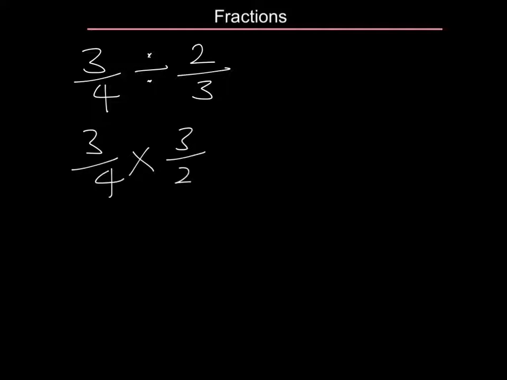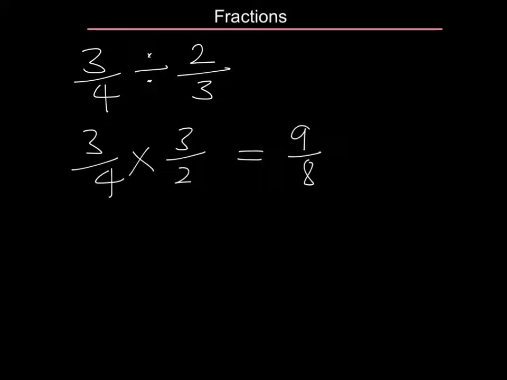Now I just multiply. So one of the good things about fractions is we never really divide fractions because that's hard to think about. We multiply instead. We turn divisions into multiplications. So in this question here, I've got 3 times 3, well that's 9, and 4 times 2, that's 8. Finished. So what it means is if I've got 3/4 and I divide it by 2/3, I get 9/8.